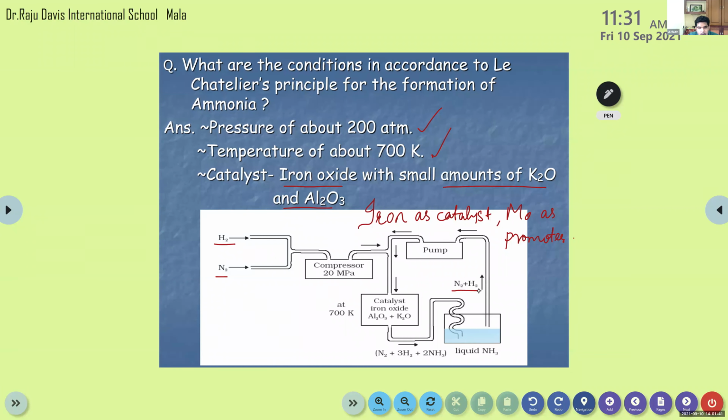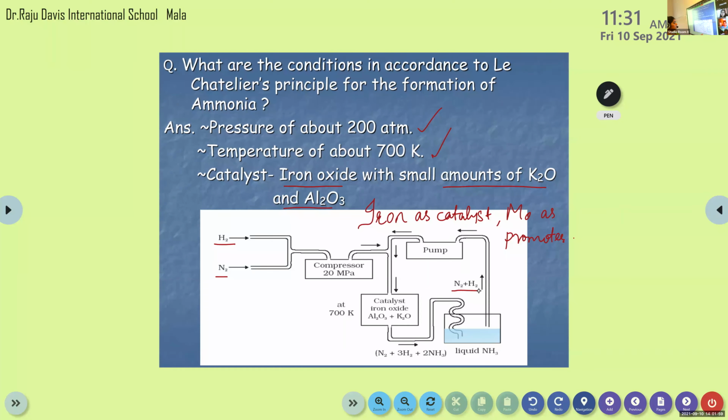Yeah, sure. What is this pump? That's to convert this nitrogen and hydrogen again to this one. There is no other purpose for this pump, I think. Okay, I will check and tell you if there is any role there.